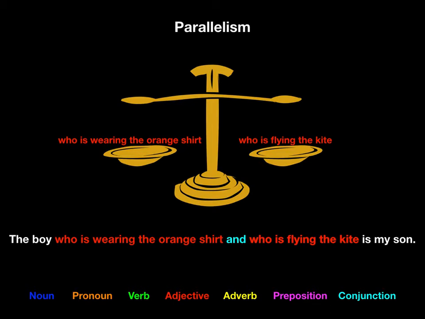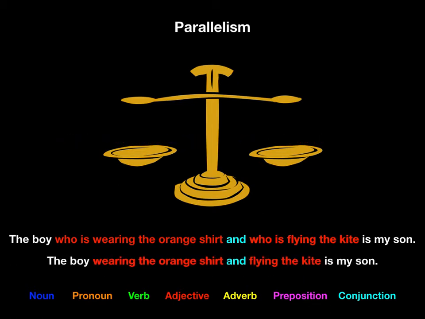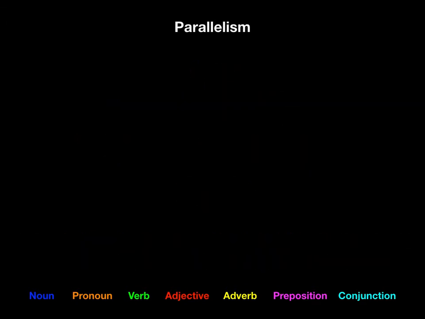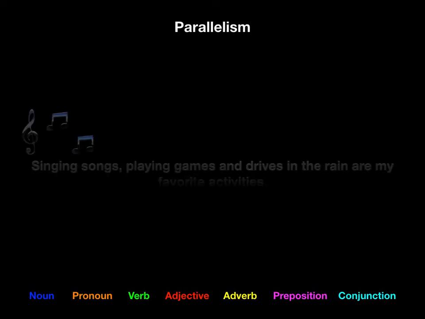In addition to making these clauses, we could also make these two elements into phrases. The boy wearing the orange shirt and flying the kite is my son. Within this example, we have two phrases, both of which are ending with "ing." These elements, as with the elements in the previous example, would be considered parallel. Let's look at one last example before we review what we have gone over this lecture.